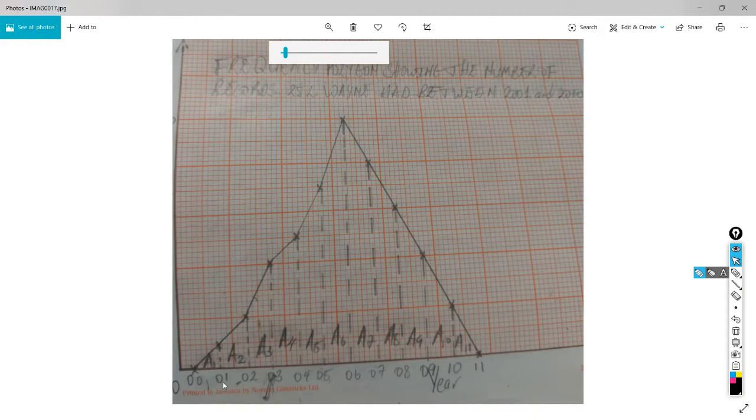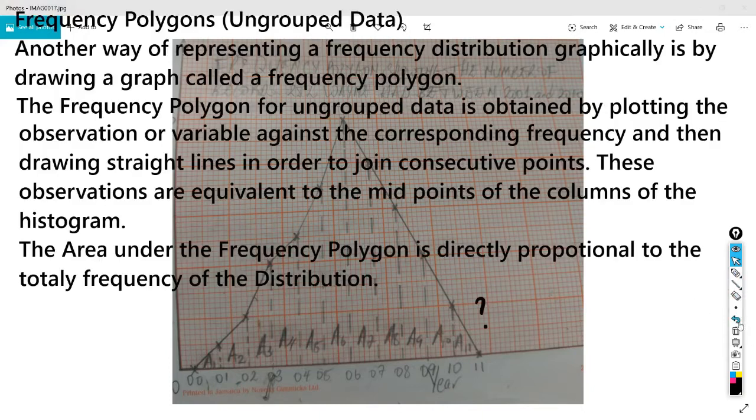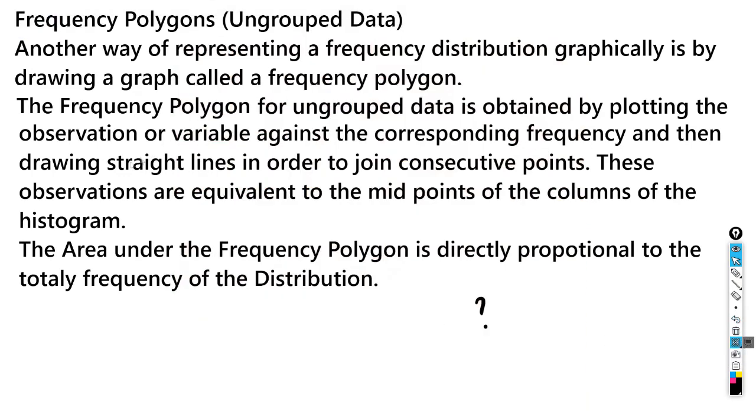In this case, we're going to do this example, and it starts from the year 2000, then goes to the year 2001, 2002, 2003, 2004, 2005, 2006, and so on, all the way till 2010, and 2011 has 0, and 2000 has 0. 2000 and 2011 are just used as placeholder points in these cases in order to draw the frequency polygon properly.